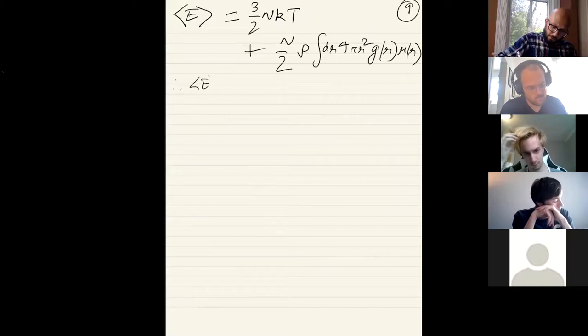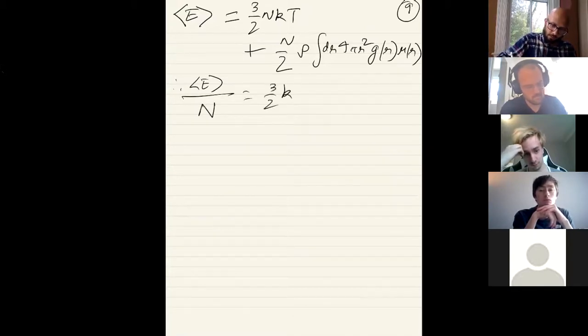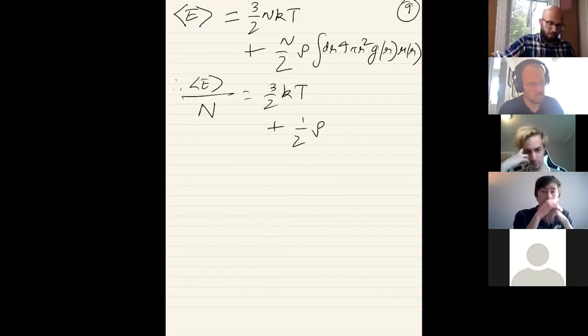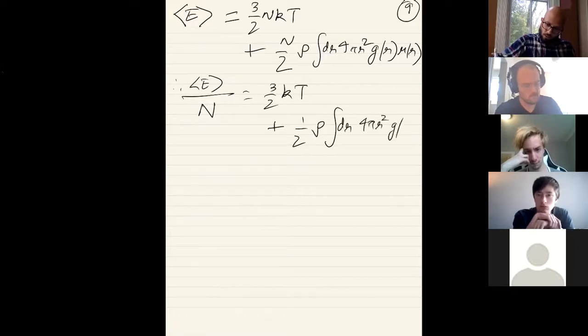Therefore, the average energy is an extensive quantity, right? So we are mostly interested in the average energy per particle. That's going to be 3 by 2 kT, the relation we expect for an ideal gas, from the momentum part of every degree of freedom. But everything else contributes as well: the interaction contributes a half rho integral of dr 4 pi r square g of r, small u of r.